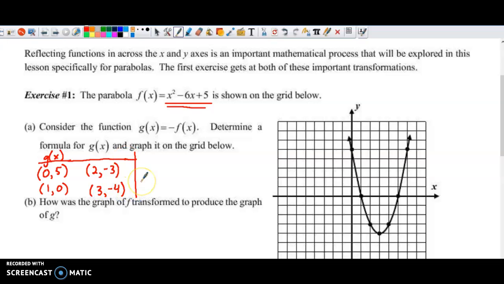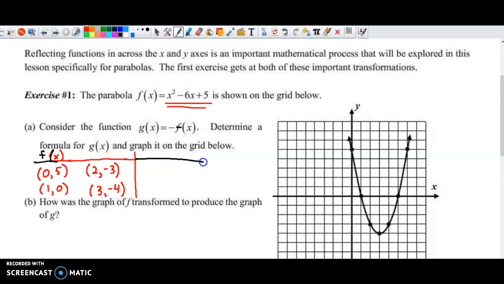So the whole thought process is, if g of x is equal to negative f of x, I don't know if that showed up on your page. Oh, whoops. I guess I am getting ahead of myself. That this is the curve for f of x. Sorry about that.